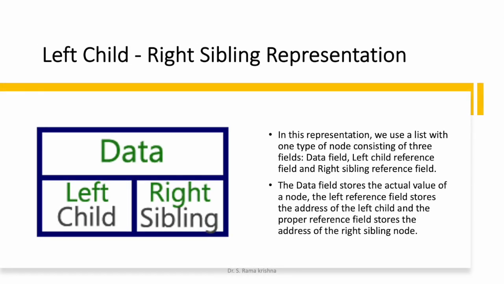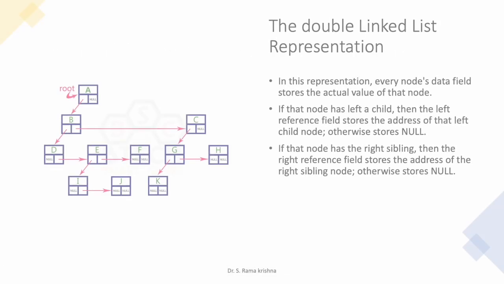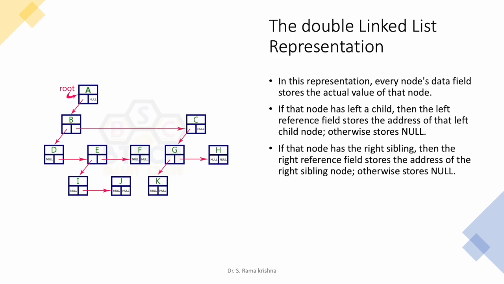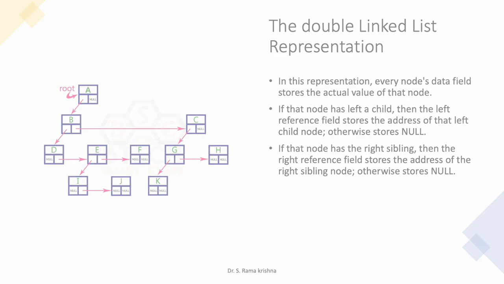In the double linked list representation, a node is represented with 3 compartments: data, left child, right child. If there is any left subtree, then that will be connected to the left child, and if there is any right subtree, that will be connected to the right child.